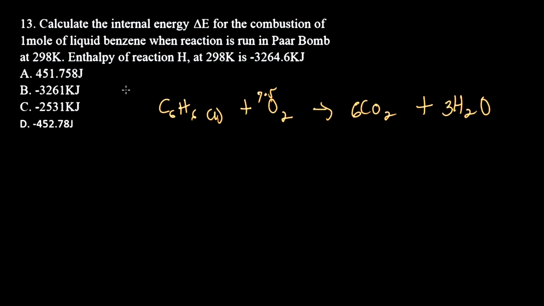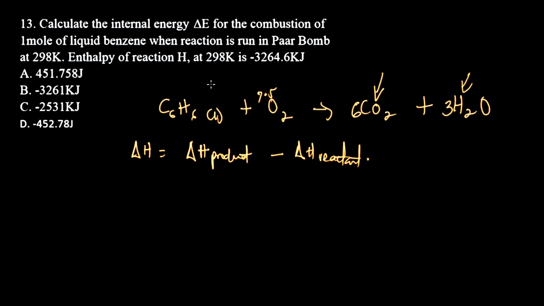So the next thing we need to do is to find the enthalpy already given. So the change in enthalpy is the same thing as the enthalpy of the products minus that of the reactants, right? So we have these to be the products and these are the reactants. So we are going to calculate the internal energy for the combustion. Basically we're not given the heat of formation, so we really cannot use the formula, because we're not given the heat of formation of the products and the reactants.